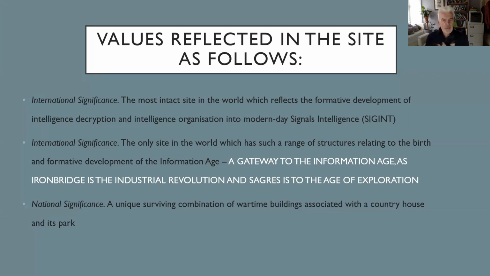It's this blend of the fact that there was needed this enormous processing power, and that grew and grew. There were so many outstations developed in relationship to Bletchley Park, and even an outstation at Washington, DC, that fed its information into Block D at Bletchley. And you've got this unique surviving combination of wartime buildings associated with a country house and its park, which again seems doubly remarkable, really. Right, next slide.